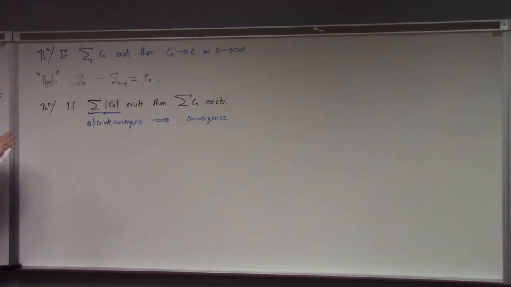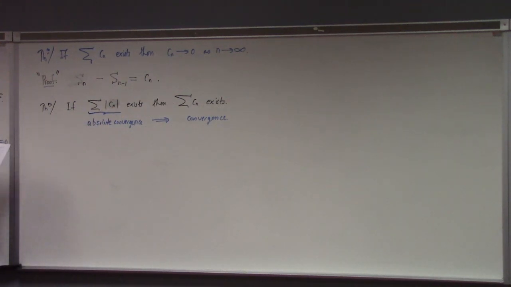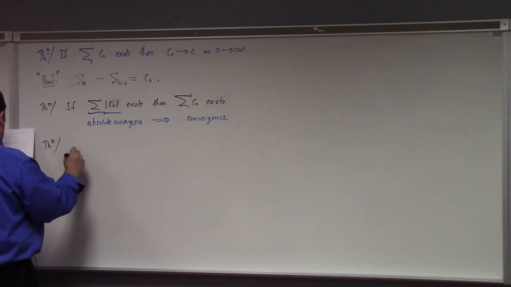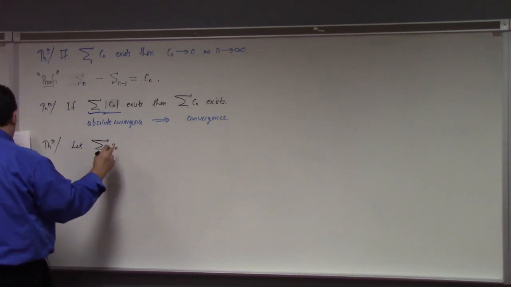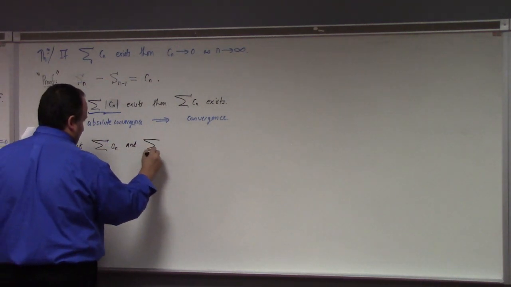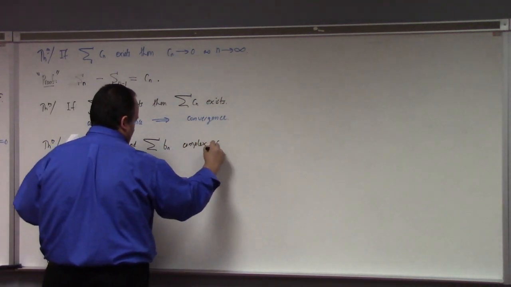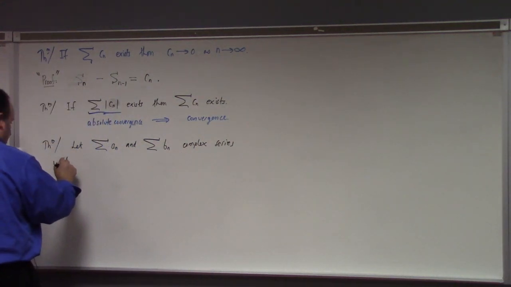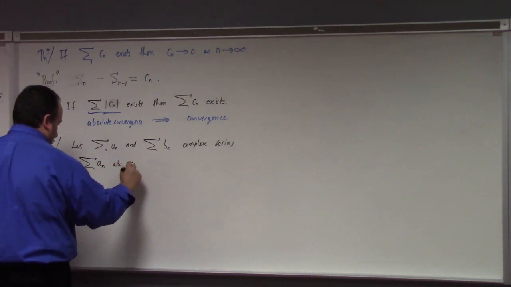So absolute convergence: a series is absolutely convergent if and only if the corresponding absolute value series converges, all right? There's also a comparison test. The comparison test says if you have the sum over a_n and the sum over b_n, complex series, now we just need one of them, the sum over a_n, to be absolutely convergent.